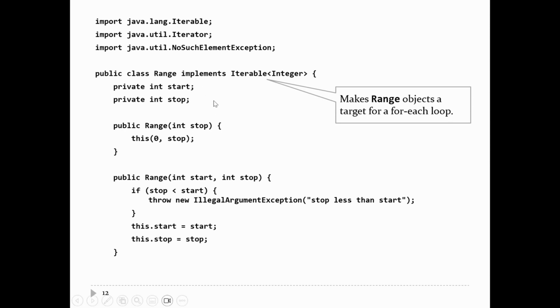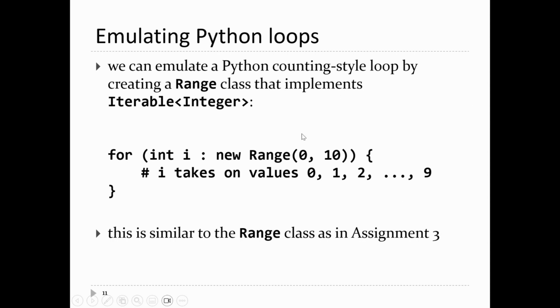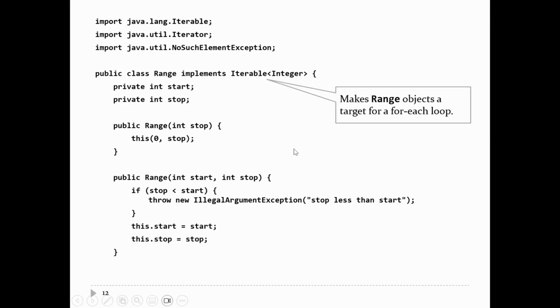So what do you need to define a range? I need a starting value, and I need a stopping value. Notice the stopping value is not part of the range. So the range 0 to 10 is the numbers 0 through 9. So there are my two fields.